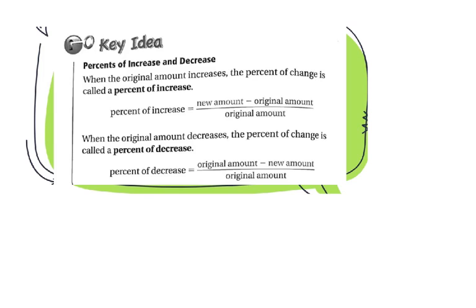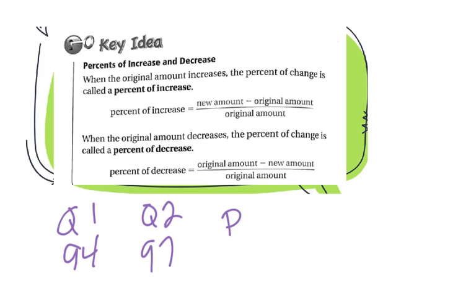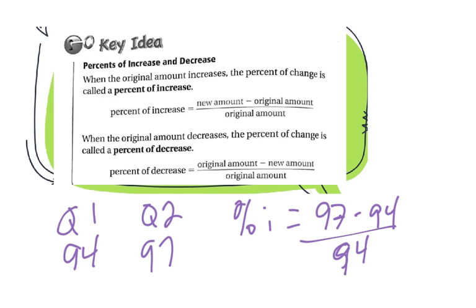So if I happen to say my quarter 1 grade was a 94, my quarter 2 grade was a 97, the percent of increase, I'm going to put an I here for increase, equals 97 minus 94 all over 94, okay? So that's going to end up being 3 over 94, and you're going to pop that in a calculator.